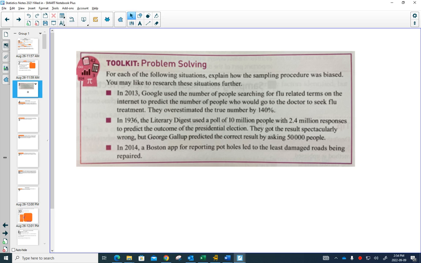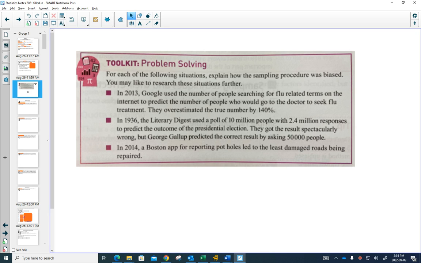This is 2014, right? A lot of people have smartphones in 2014. Rich people have more smartphones. Did they figure out how to use it so that they could report it more often? And then, hey, if you want your road fixed, put it on here.